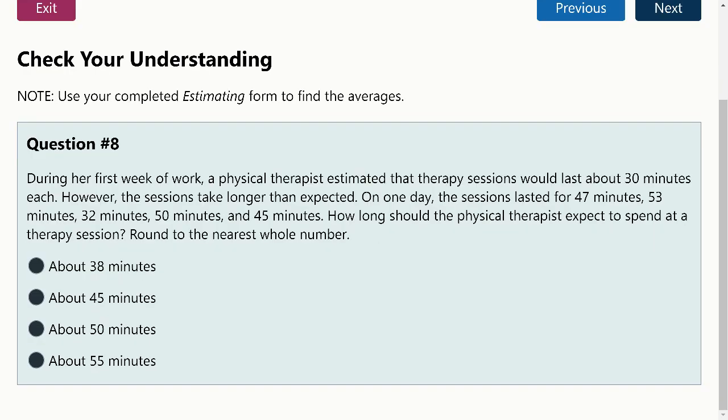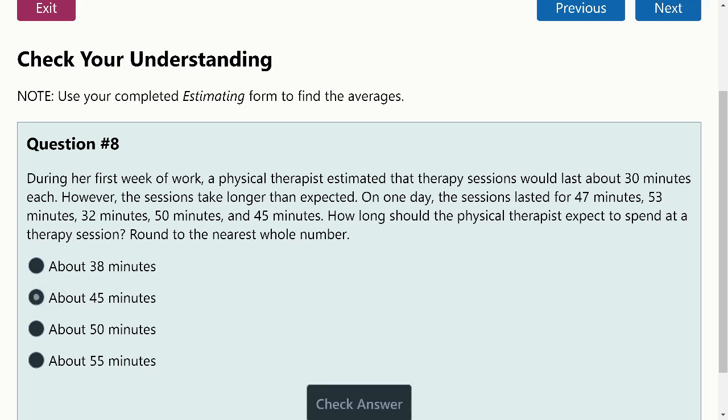Alright, so during her first week of work, a physical therapist estimated that therapy sessions should last about 30 minutes each. However, the sessions take longer than expected. On one day, the sessions lasted for 47 minutes, 53 minutes, 32 minutes, 50 minutes, and 45 minutes. How long should the physical therapist expect to spend at a therapy session? Round to the nearest whole number. Forty-five.